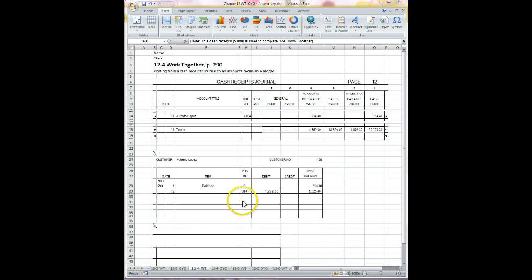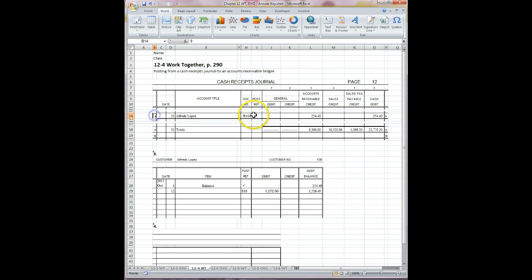So this is our accounts receivable ledger form, and we know this one because it has customer and not vendor. If it had vendor, it'd be accounts payable. And it has a debit balance column instead of a credit balance column. So this one, again, has two parts. It says post the accounts receivable credit entry on line 9 of the cash receipt journal to the accounts receivable account for Alfredo Lopez. This is line 9, right?